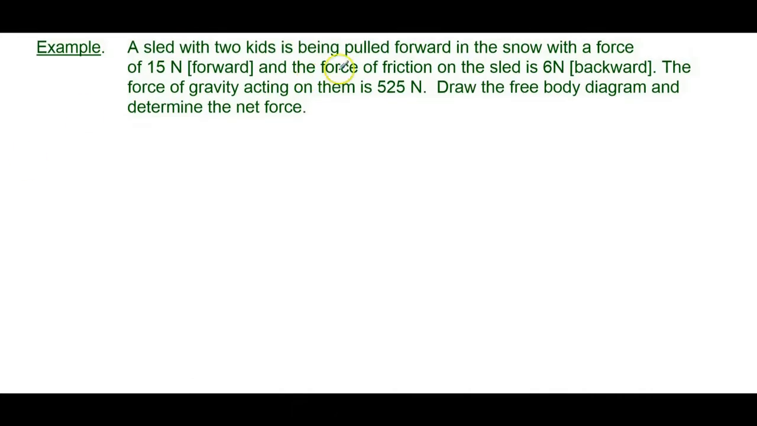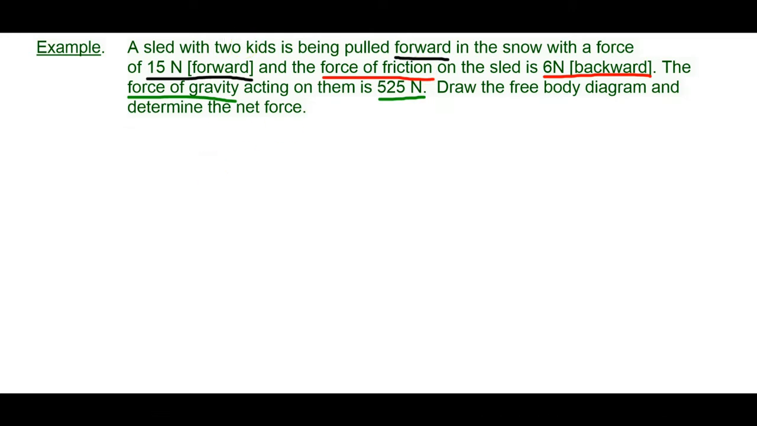So a sled with two kids is being pulled forward. So here's the first motion or force in the snow with a force of 15 newtons forward. Okay, and the force of friction, so here's another force, and remember friction always acts in the opposite direction, is 6 newtons backward. And we've got some up-down forces. We have the force of gravity acting on them. So force of gravity is a third force, and it's 525 newtons. So what they want us to do is draw the free body diagram.